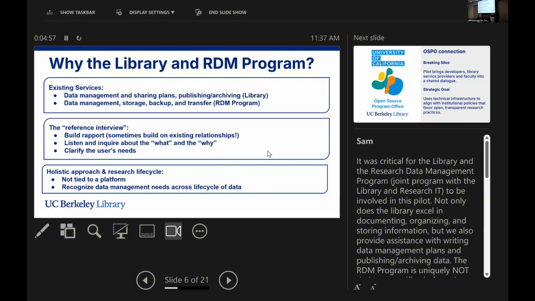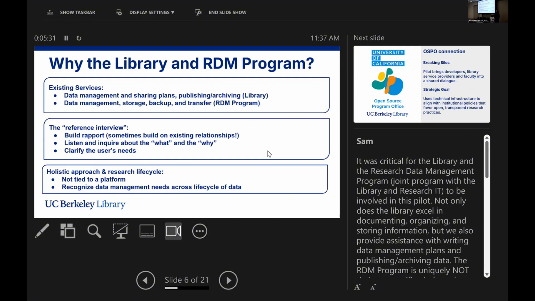storage, backup, and transfer. We also, in library world, talk about something called the reference interview, which is our special power of being able to talk to people about anything, and it's particularly about things we know nothing about. And I think that became clear in the consultations we did, our ability to build rapport, to connect with people, to think behind the ask and really figure out what's going on with their overall workflow and how these products and services fit, and to help people clarify their needs.